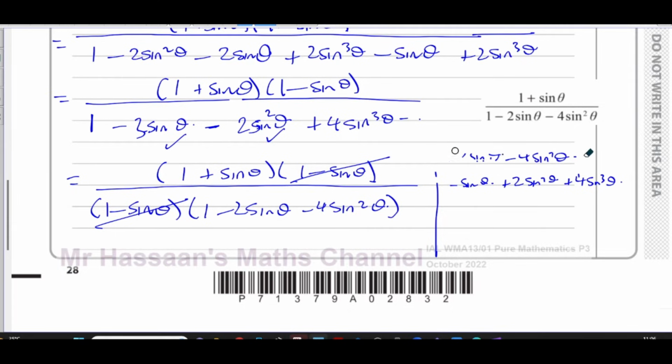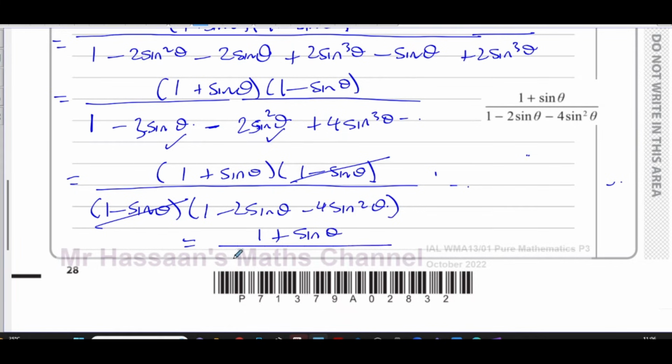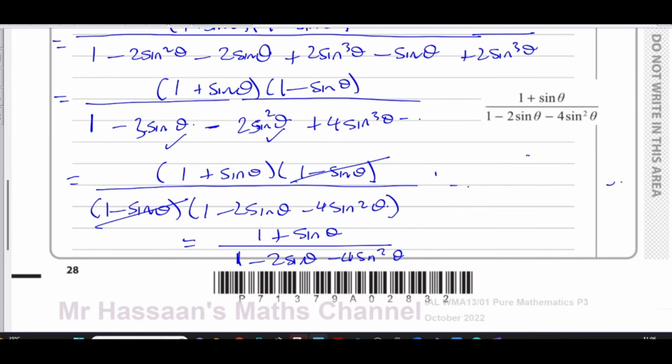I just put that to check that it does actually give us what we need. So now, finally, we can write down the answer. It's quite a long one, this one. You have 1 plus sine theta over 1 minus 2 sine theta minus 4 sine squared theta. And we have completed this question. Okay, that's as required.